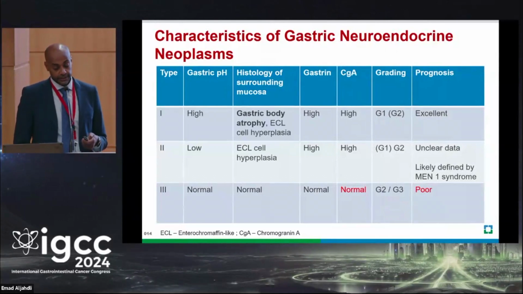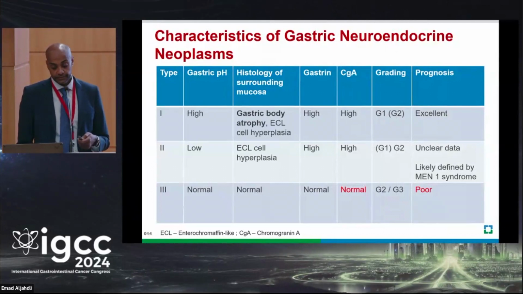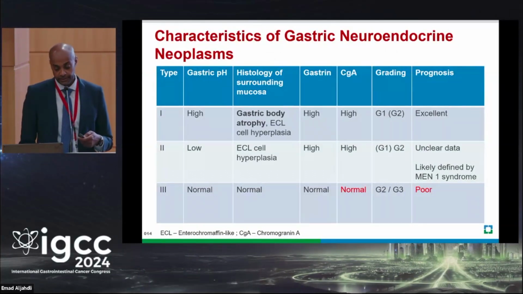So in type 1, as you can see, there is gastric body atrophy of the surrounding gastric mucosa, and you get ECL cell hyperplasia. The prognosis is excellent, as we said, and usually the majority will be presenting as a G1, but some could be G2. With type 2 and type 1, both have a high fasting gastrin level, and the chromogranin A is high because of the gastric atrophy and also because of the hypergastrinemia that you have.